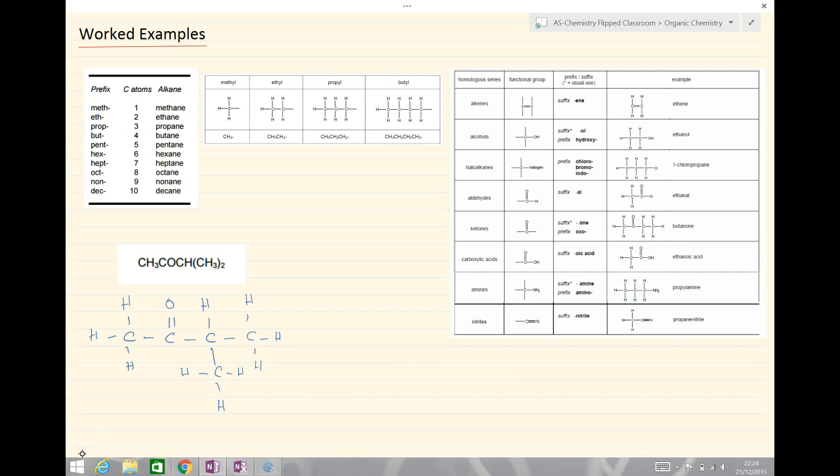What would our skeletal formula look like then? Well, double bonded to oxygen there, and the methyl group down like that.